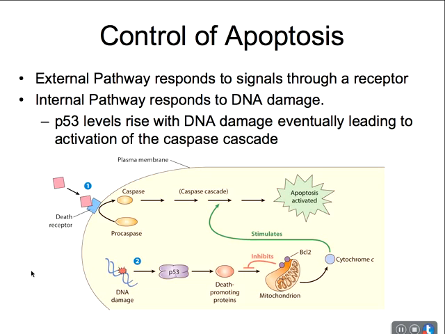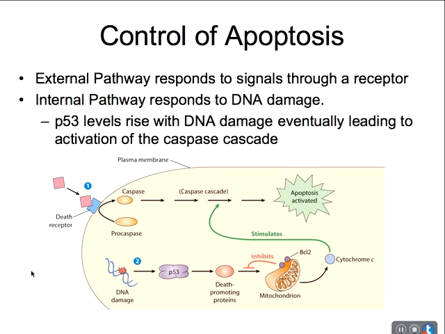That's how apoptosis is triggered, whether it's through a death receptor from an external signal saying it's time for that cell to go, or it's internal, recognizing DNA damage. P53 increases. Eventually you get degradation of the mitochondria. Cytochrome C is out in the cytoplasm, and cytochrome C triggers that same caspase cascade, leading to death and destruction of the cell through apoptosis.